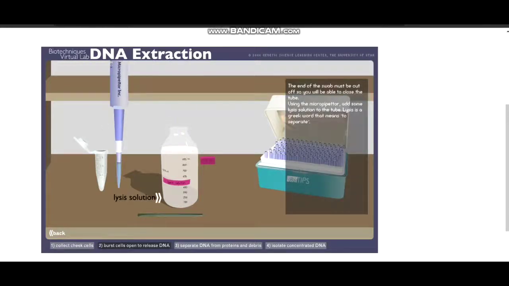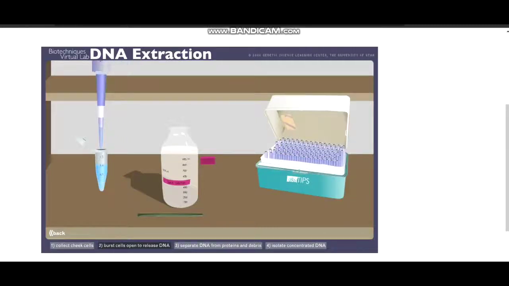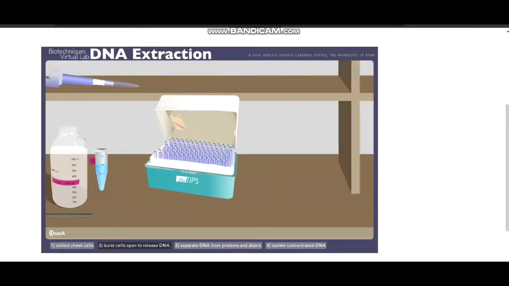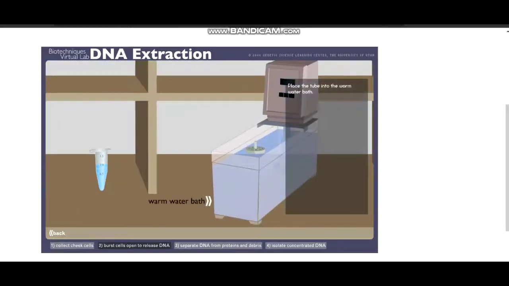The end of the swab must be cut off so we will be able to close the tube. Using the micropipette, add some lysis solution to the tube. Lysis is a Greek word meaning to separate. Place the tube into the warm water bath.